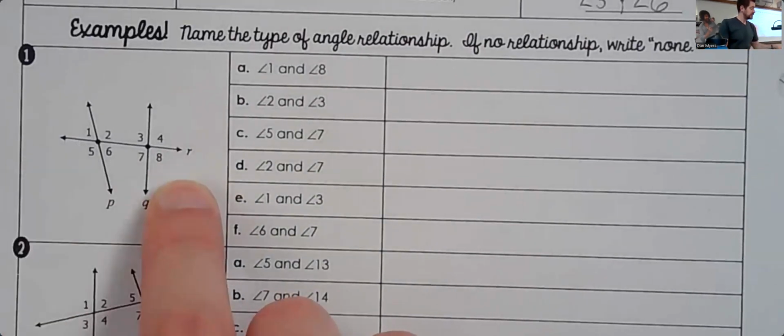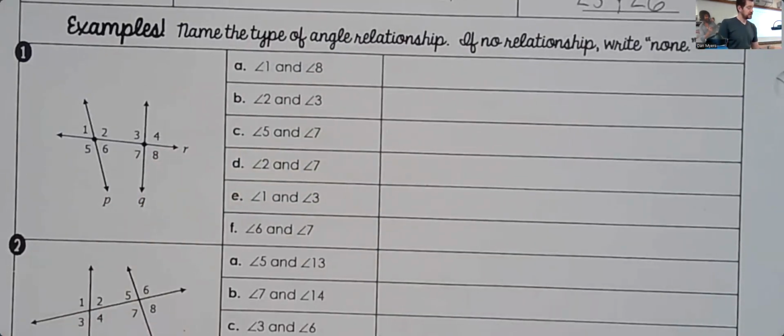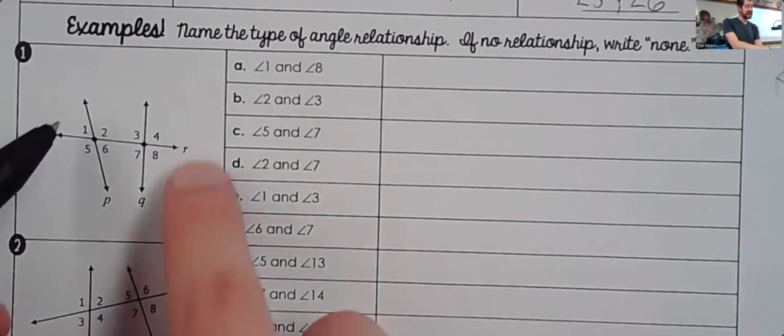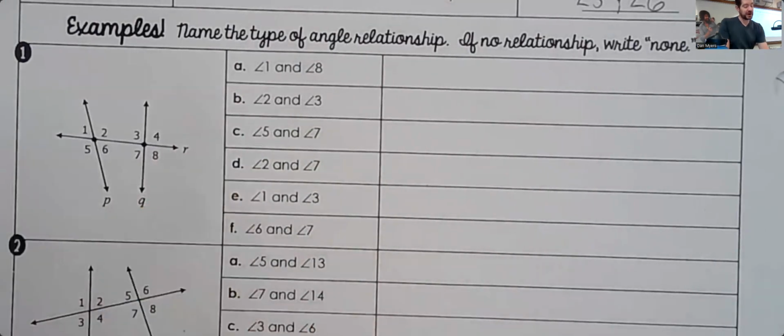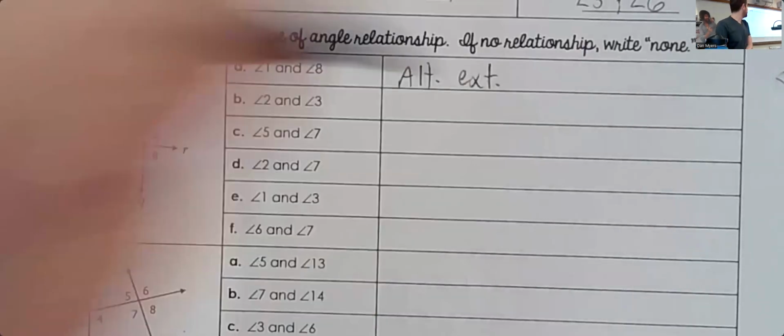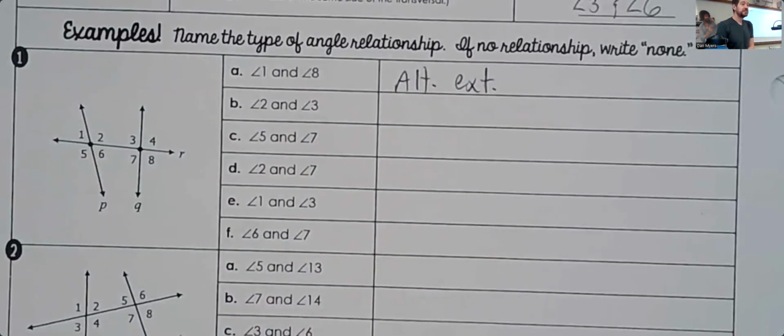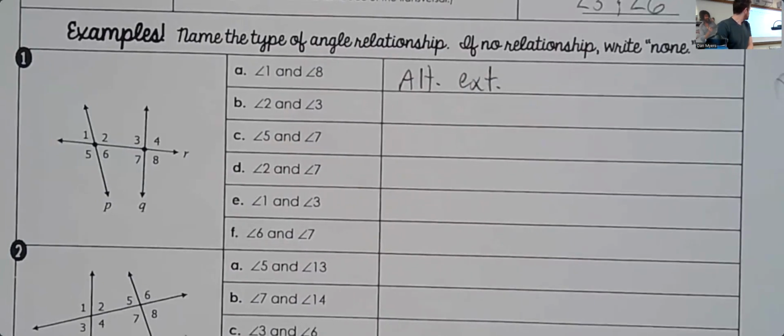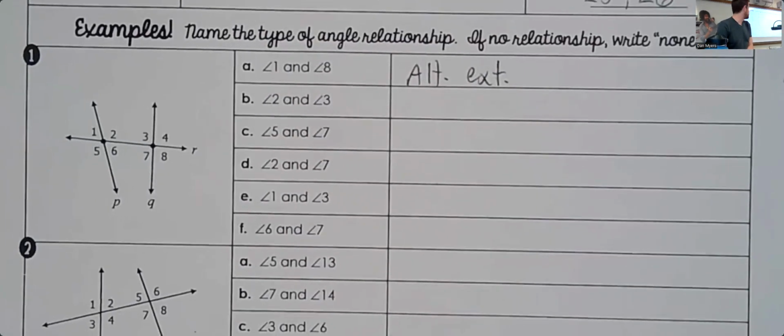Alternate. 1 and 8 are on opposite sides of the transversal. And they are outside of these 2 lines. So that would be alternate exterior. And I'm going to abbreviate that. Alt. And then EXT for exterior. Alt EXT. A lot of abbreviations. You're welcome to use those as well.